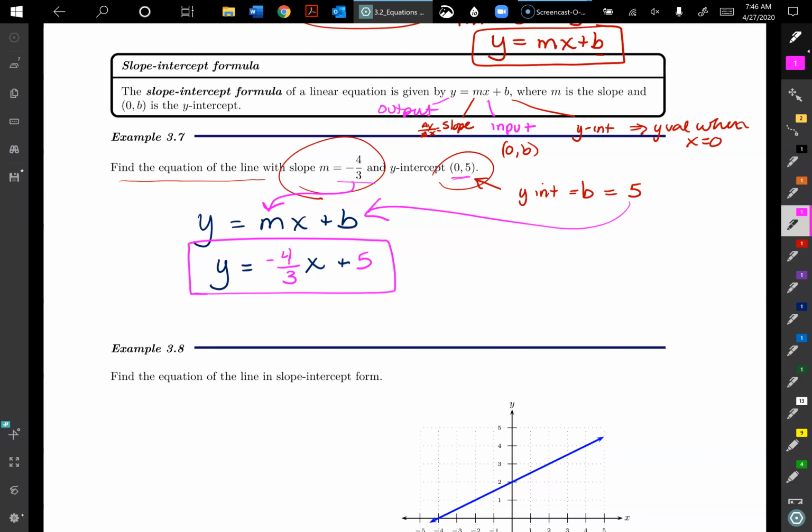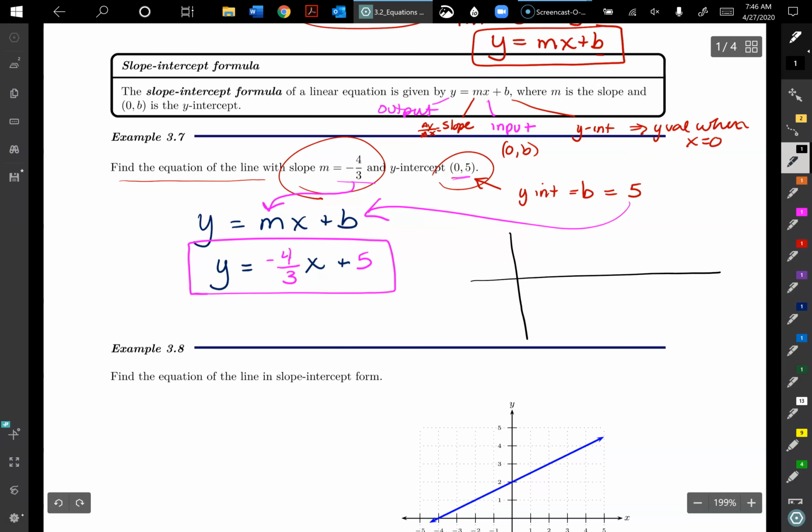We could quick sketch it out, and because this probably is review for most of you, I'm going to show you how that might look just really quickly. So I'm just sketching here. So I would have my y-intercept, so it's 1, 2, 3, 4, 5 right here. And then my slope tells me to go down 4, 1, 2, 3, 4, and over 3. So about there.